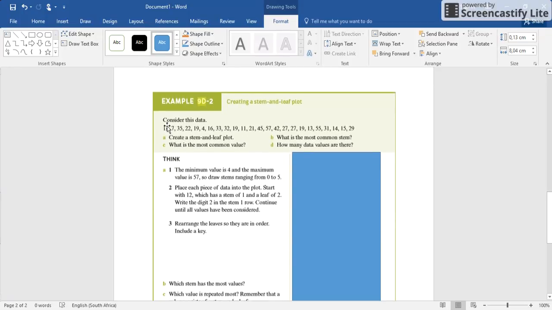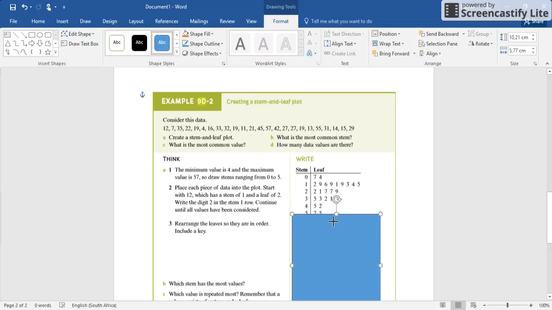Okay, consider this data. So you've got a heap of numbers. Create a stem and leaf plot. Now, this is what I want to show you. A stem and leaf plot has to look like this. There's your stem, and you know that you have one stem and lots of leaves. Can you see most of these numbers have got 2 digits? Not all of them. There's 7 there, there's 4 there, they don't have 2 digits. So you're going to make them all 2 digits.